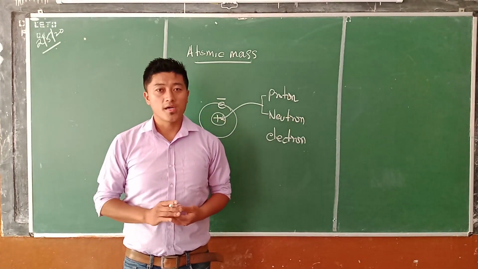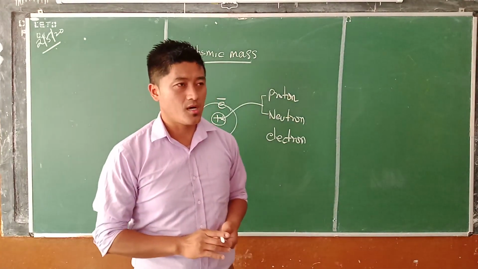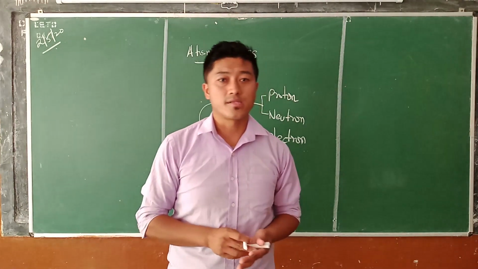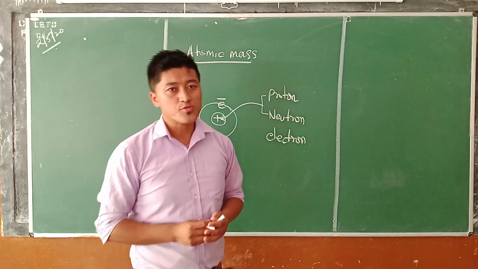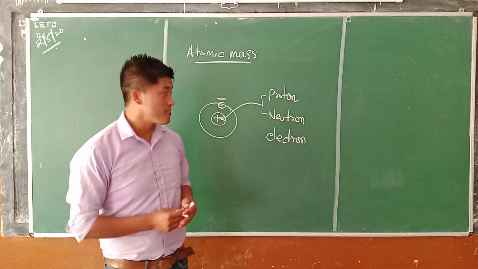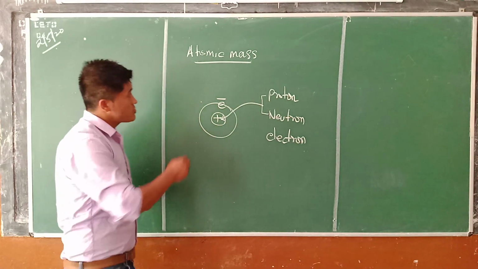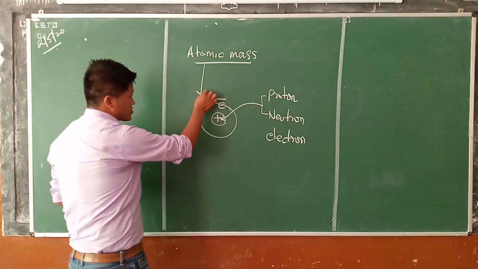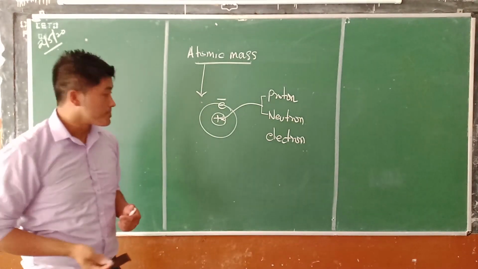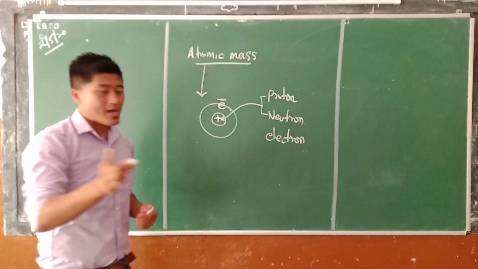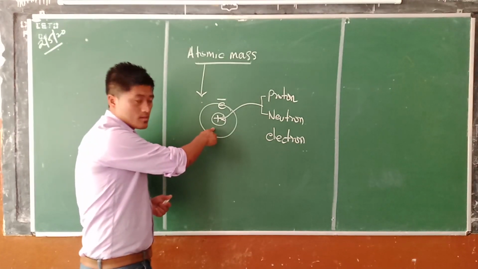Good morning, students. In the last session, we were discussing atoms, molecules, and valency. Today we are going to proceed with another topic, atomic mass. Normally, when we talk about the whole atom itself, we write the structure of the atom in this kind of format over here. Is that clear?